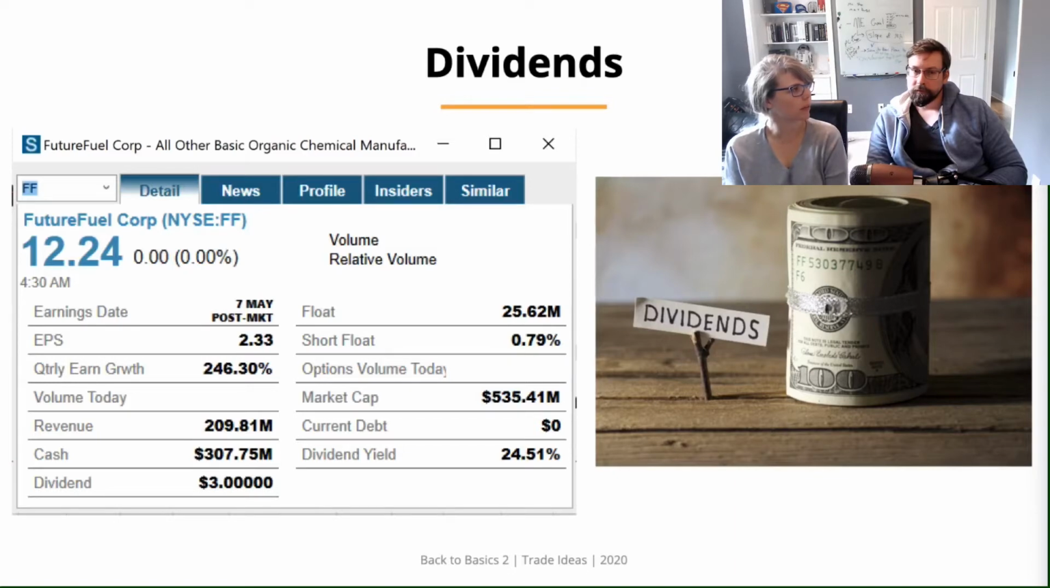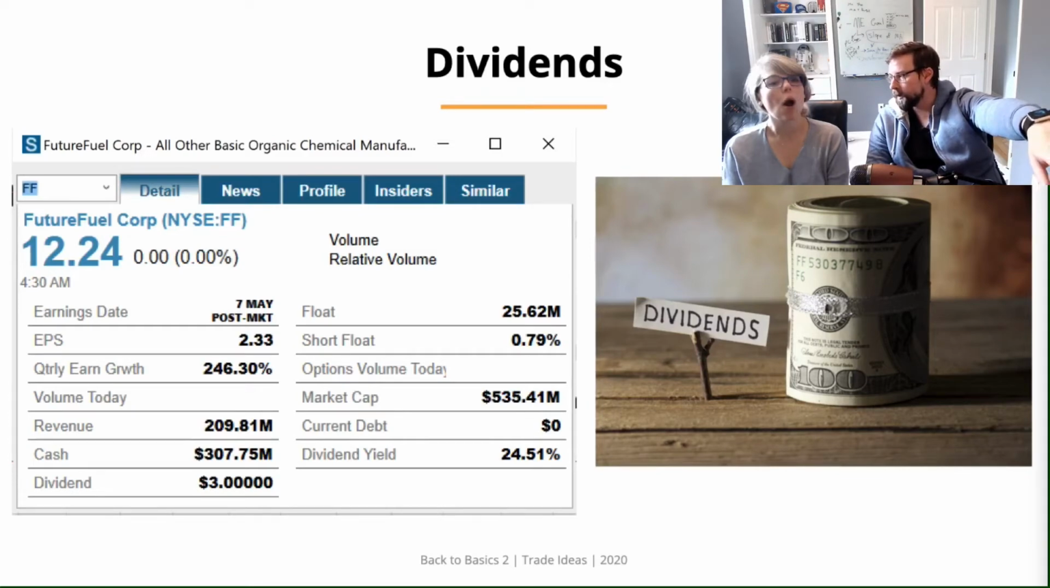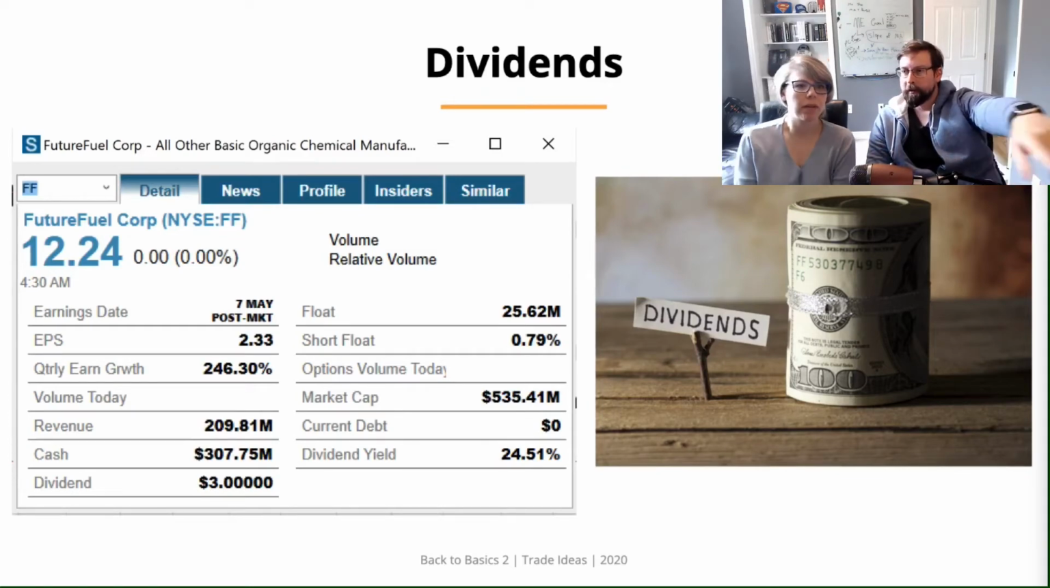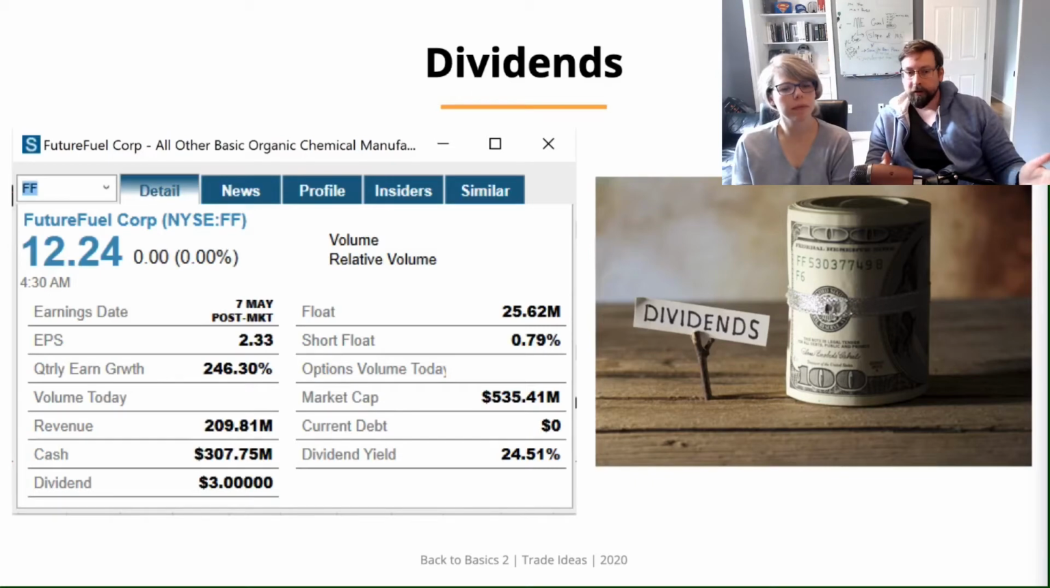I don't understand where that percentage is coming from. It's the price, the dividend divided by the price. So it's a $12 stock. Right. So if you bought 100 shares, you would make $300, but you would have invested $1,000 to make that $300. Got it. And this is crazy high.